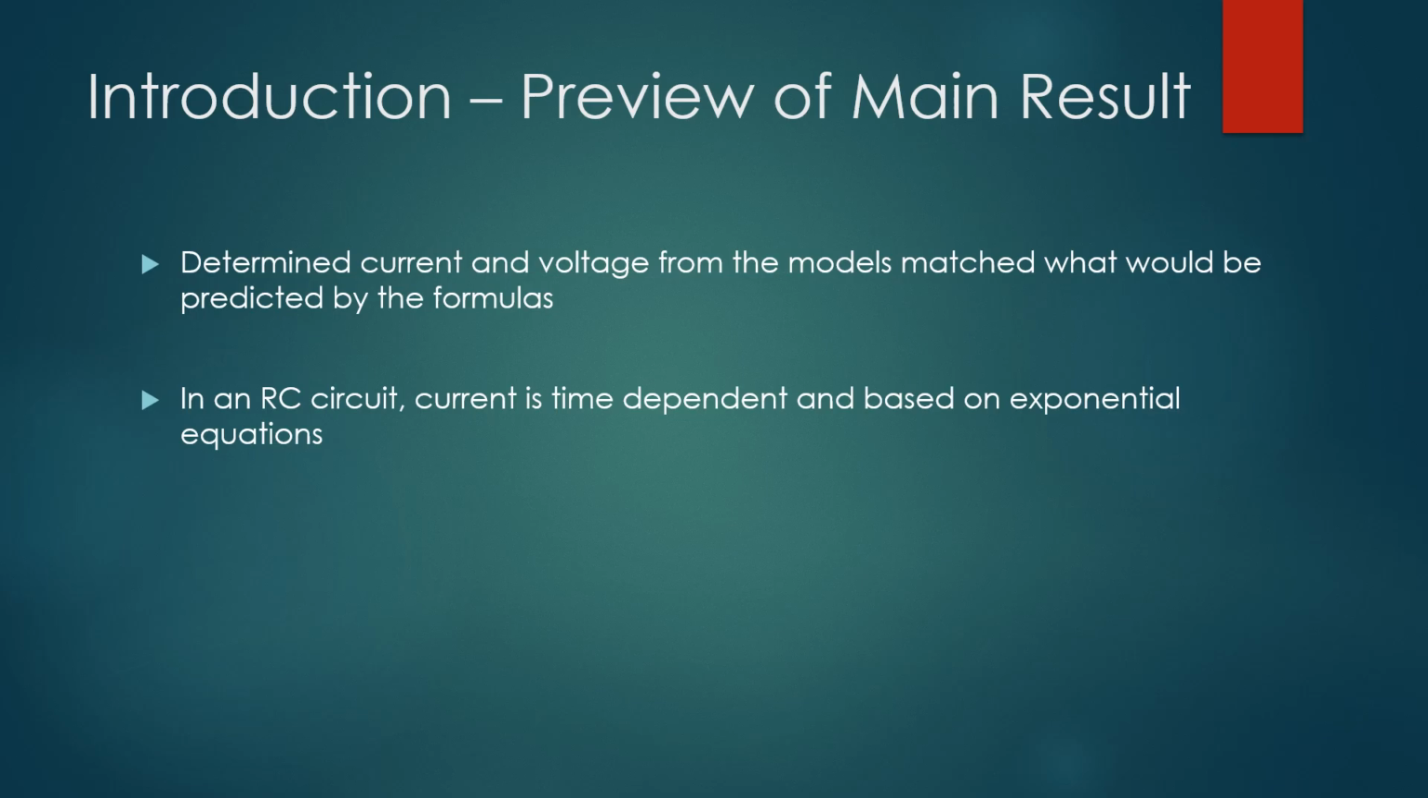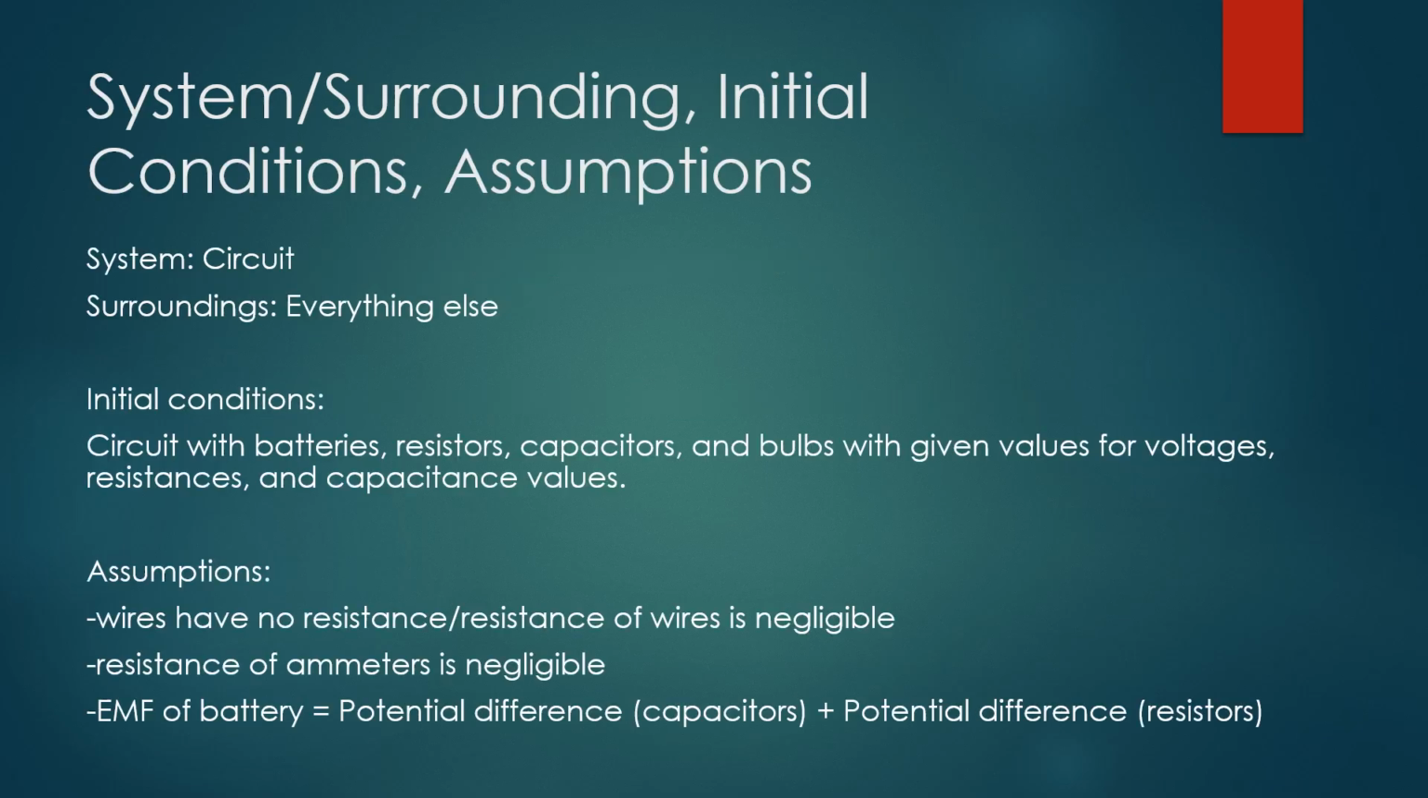The main results of the lab were that the current and voltage determined by the models matched what would be predicted by the formulas, mainly because an ideal circuit was used, and also in an RC circuit, current is time dependent and based on exponential equations.